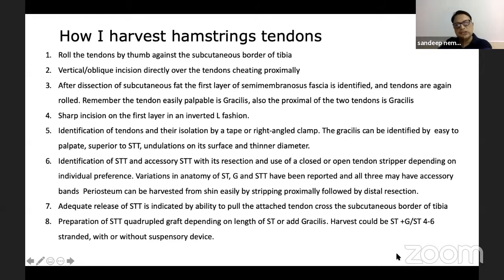So gracilis is more easily palpable than the semitendinosus. It is proximal of the two. And then I give a sharp incision in an inverted L fashion. I identify the tendon and isolate them.